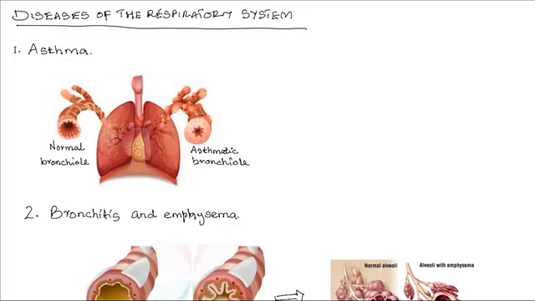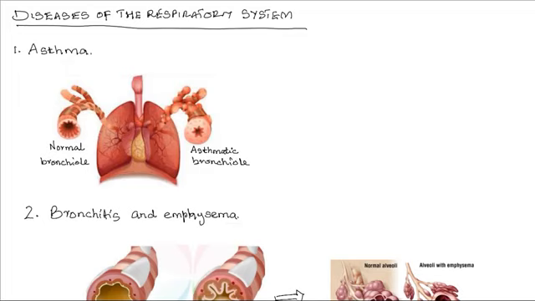So the body reacts by the contraction of bronchioles. The presence of these substances that stimulate the immune response causes an allergic reaction along the respiratory tract, and the commonest site is the bronchioles.